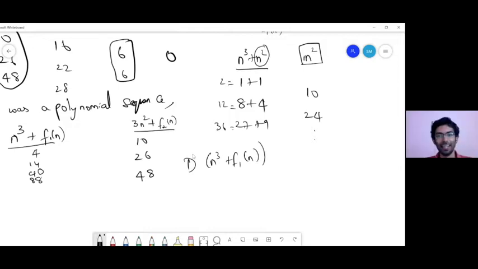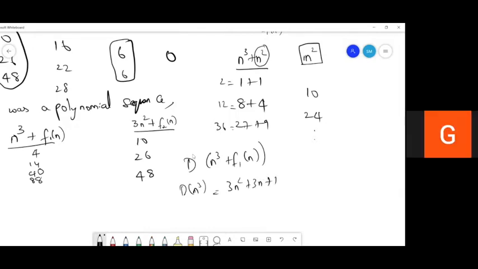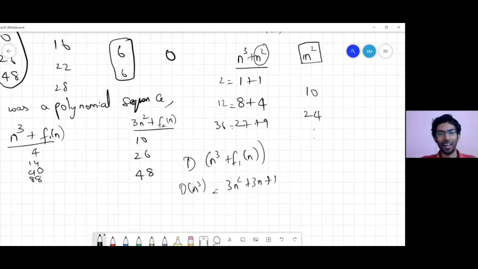Right. D of n cube is 3n squared plus 3n plus 1. So d of f1 of n is equal to 3n plus 1 plus f2 of n. Right. But it doesn't help.